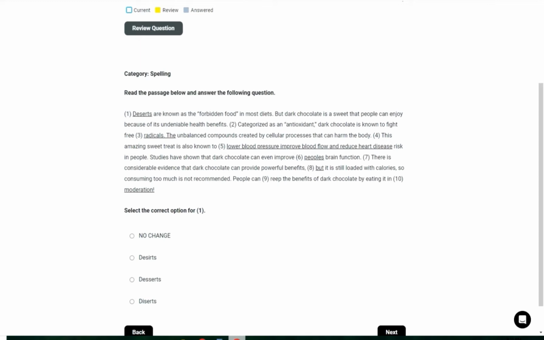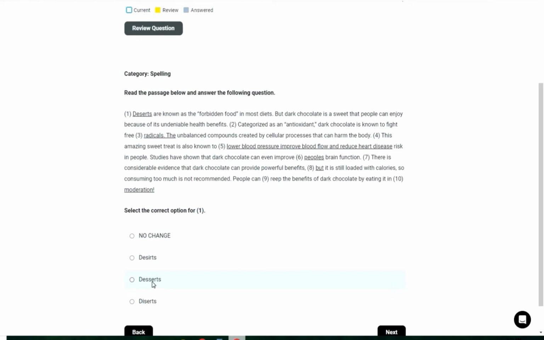Alright, great. Let's get right back into it. So, an awesome way to remember this, how I've always remembered it too: deserts, like the land with the camels and the lots of sand, are going to have one S. The easiest way to remember this is that a dessert is like strawberry shortcake, and so that's why it needs two S's.